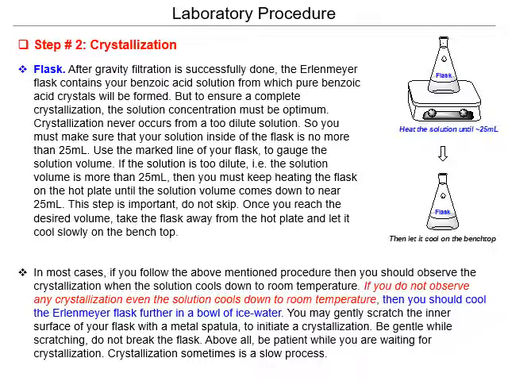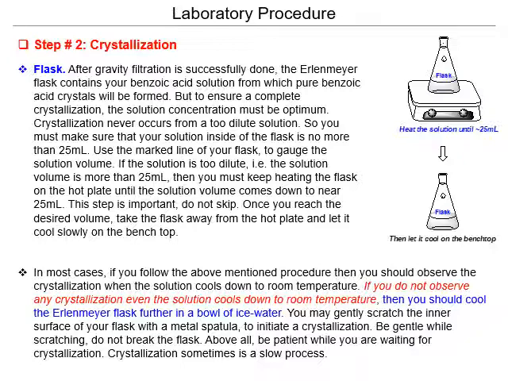After gravity filtration is performed, the Erlenmeyer flask contains your benzoic acid solution, from which pure benzoic acid crystals will be formed. But to ensure a complete crystallization, the solution concentration must be optimal. It cannot be too low. Crystallization never occurs from a too dilute solution, so you must make sure that your solution inside of the flask is no more than 25 ml. Use the marked line of your flask to gauge the solution volume.